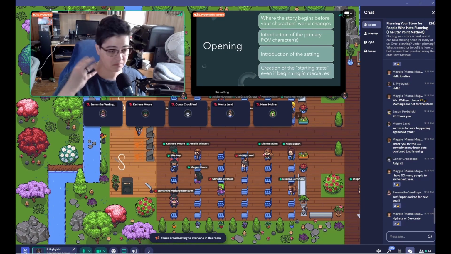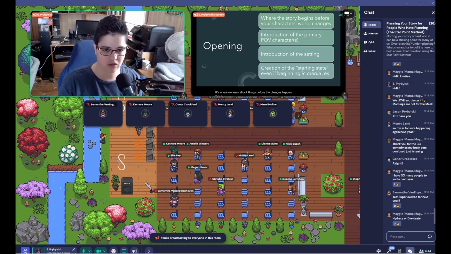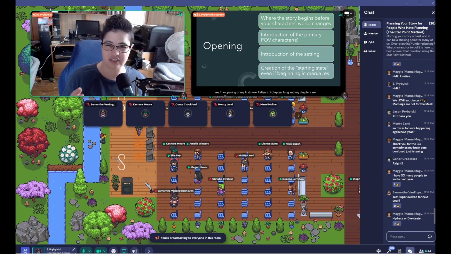This is not always extremely long. It can stretch for a chapter, a few paragraphs. It could be a couple chapters. The exact length of time is not specific. For me, the opening of my first novel, Fallen, is 3 chapters long, and my chapters are about 1,500 words. So that just gives you an idea. It doesn't have to be like a paragraph, but different genres have different lengths of opening too.